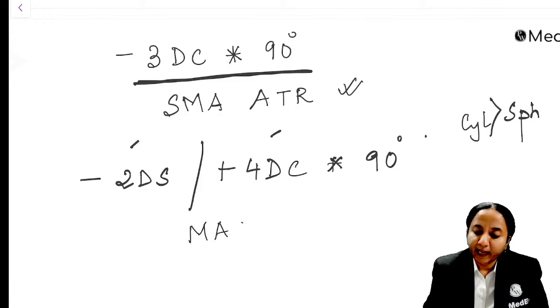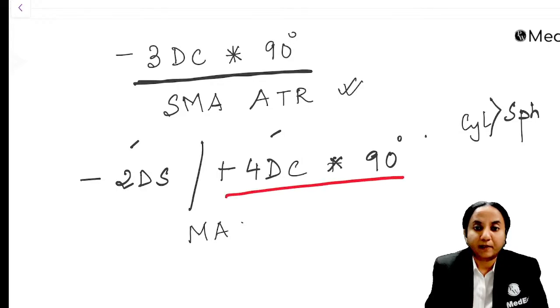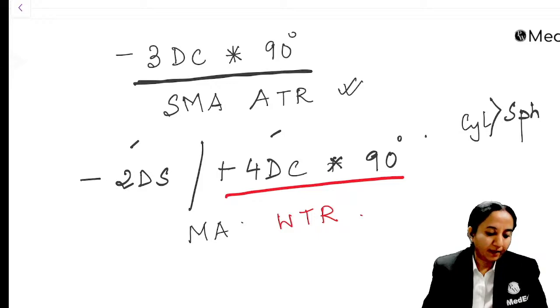And see, to decide whether it is a WTR or ATR, I just have to look at this part of the prescription. And this is with the rule because it is plus cross 90. So this is mixed astigmatism and it is with the rule. Mixed astigmatism with the rule.